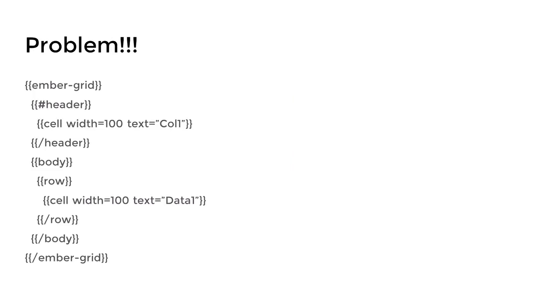So if we look at the original problem, this is how we started. We said, OK, we'll have an ember-grid component. We'll have a header component, which will have a list of cells. I've only got one cell in here just to make it easy. And then we've got a body section, and that will have a row component with a series of cells, and we could do an each row on our data to generate a whole list of row components. And then each cell could use the data and format it differently. I could have an image cell, a data cell, an editable cell, a stars cell, whatever.